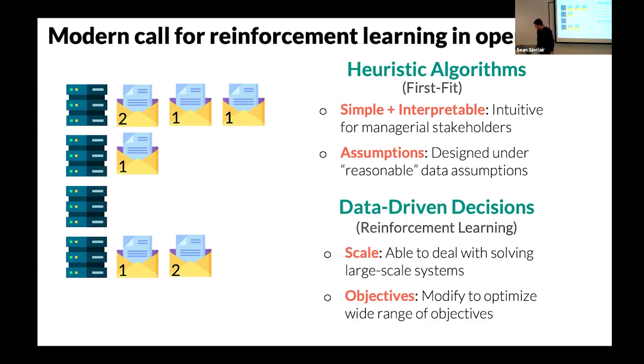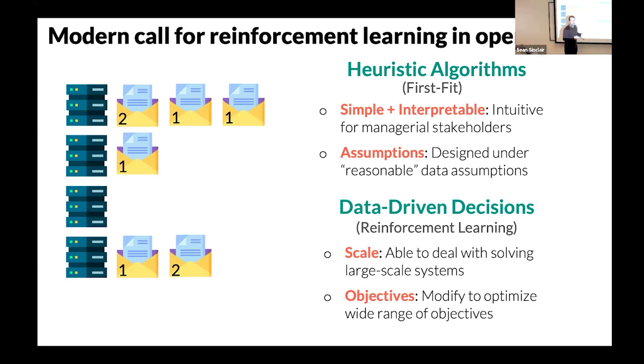Okay. Now, in contrast, people are really interested in using kind of data-driven decisions using a technique that I'll talk about called reinforcement learning. The reason we like this is it scales. So here I have 4 servers, but Microsoft obviously has 40,000 servers, right? And then also you can kind of modify the way that the algorithm is set up to kind of optimize any performance measure that you care about for the system.